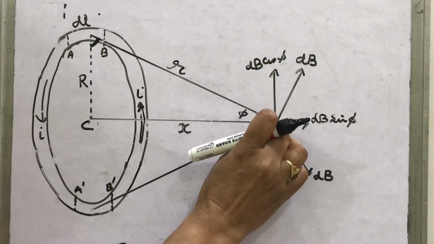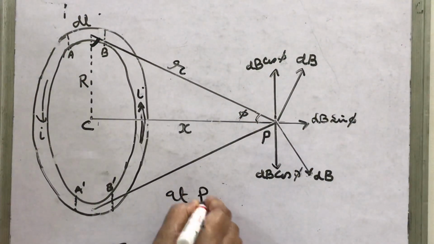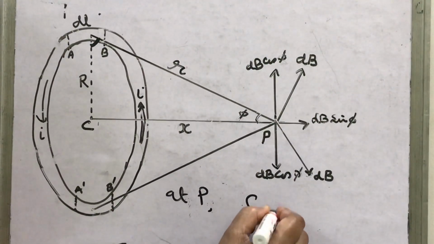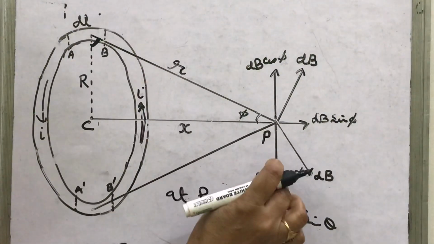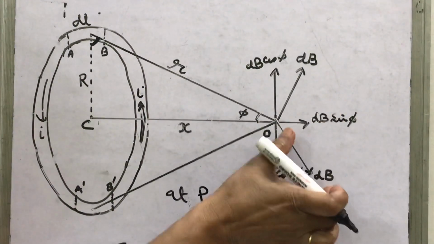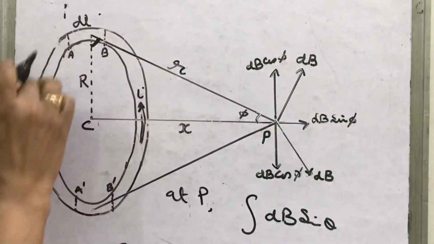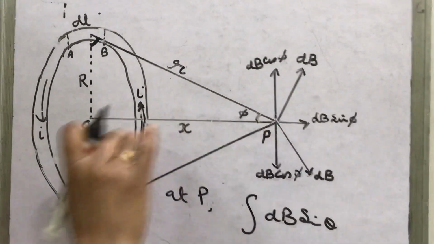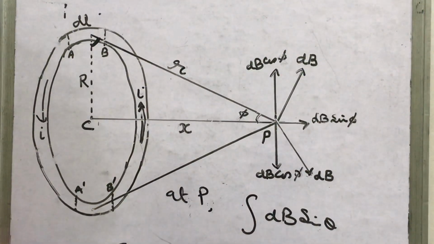What will be the net magnetic field at P? At P, the net magnetic field B will be the integration of all dB sin phi. For 2 points we have seen that this dB sin phi for this vector and dB sin phi for this vector, similarly at each point the two components will cancel and along the axis will sum up. Net sum means integration, so this is the integral of dB sin phi.